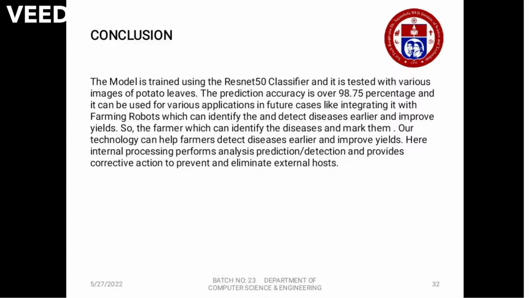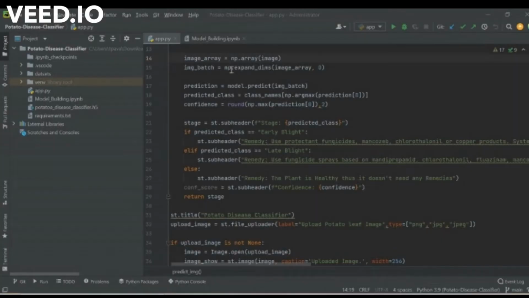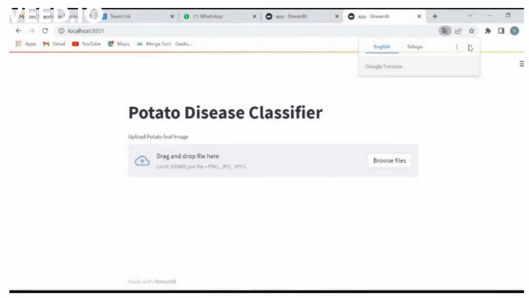And coming to our future enhancements, such research would be extended to multiple disease detection on a single leaf and to localize the diseases, severity estimation, enhance the PLD dataset, develop an IoT based real-time monitoring system, develop a website and launch a mobile application. And we can also create an app regarding this classification of diseases. The general accuracy of the system can be improved using a 3D convolution network, also the ResNet50 algorithm, which is 50 layers deep. We can load a pre-trained version of the network trained on more than a million images from the database. The pre-trained network can classify images into 1000 object categories.